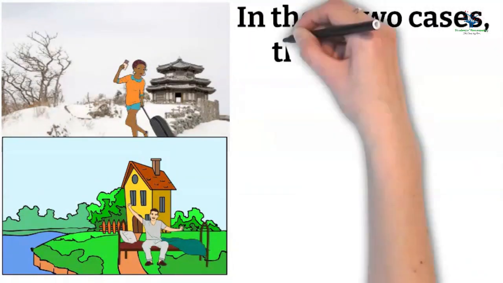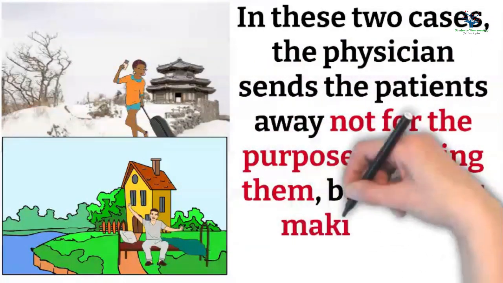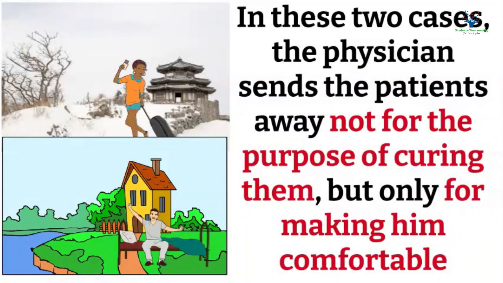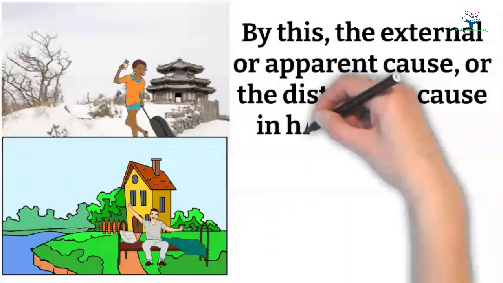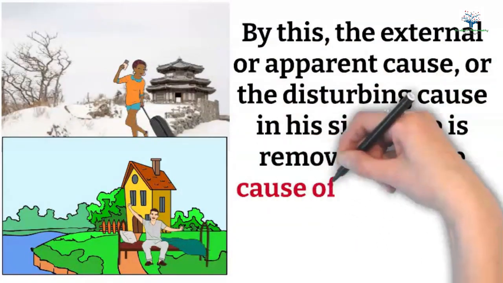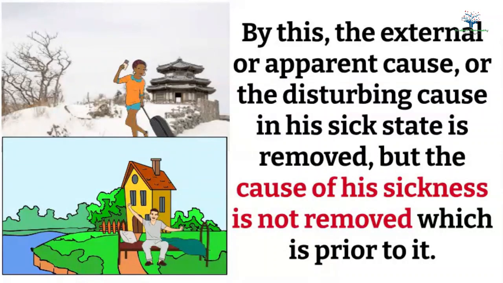So in these two cases, the physician sends the patient away not for the purpose of curing them, but only for making them comfortable. By this, the external or apparent cause or the disturbing cause in his sick state is removed, but the cause of his sickness, which is prior to it, is not removed.